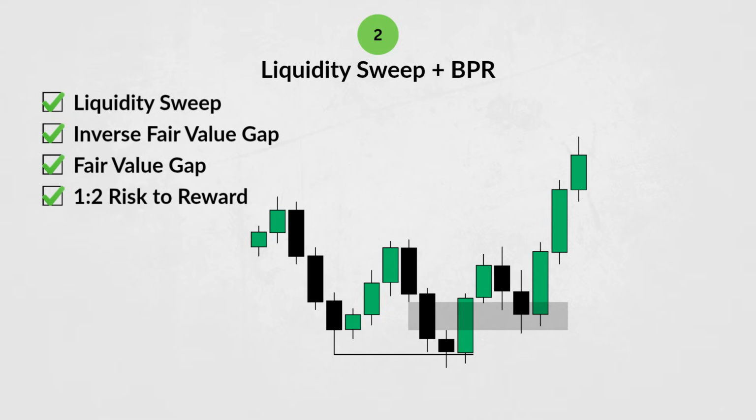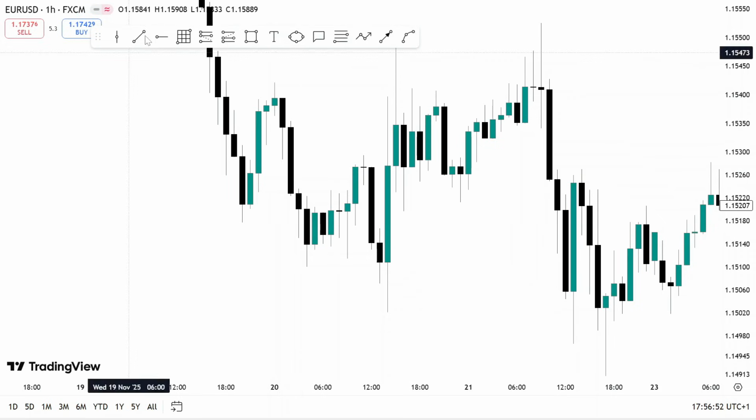From there, we can take our entry, place our stop loss just below the low, and target a 1 to 2 risk-to-reward ratio. This is a very clean and effective entry model, and it's one you can apply consistently. Let's go to TradingView so I can show you how this looks on a live chart.